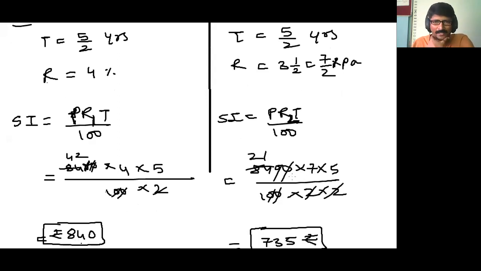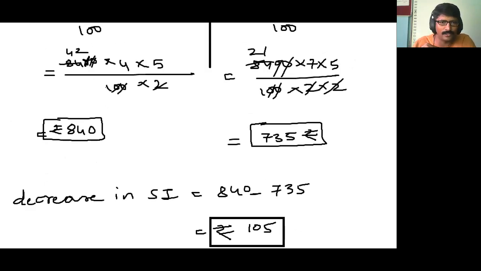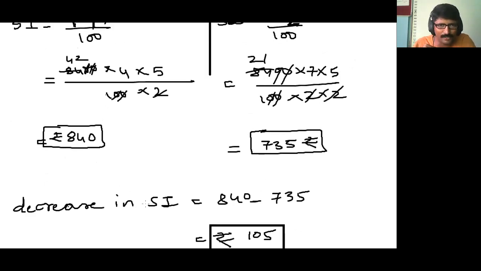And if we do this at the rate of 3.5%, that is 7 upon 2% per annum, then it will become 8,400 into 7 upon 2 into 5 upon 2 into 100. So this 4 will get cancelled, this 84 will become 21, and 21 into 7 into 5 will become 735. So what exactly is the difference? The decrease in the simple interest would be 840 minus 735, which is just 105 rupees.